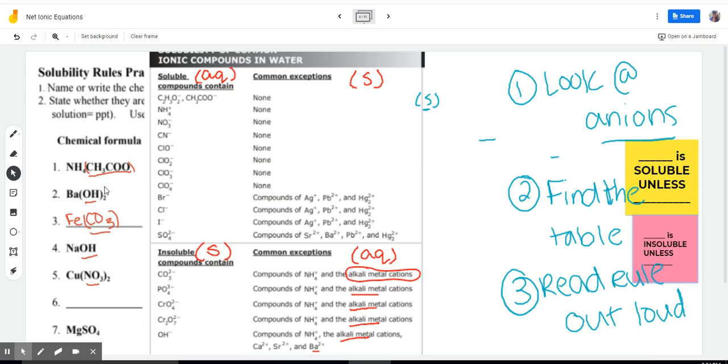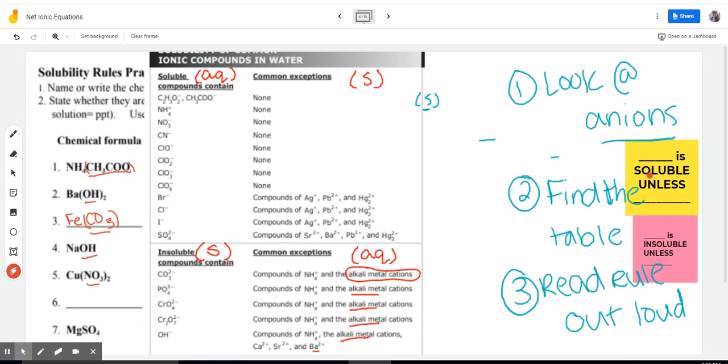All right, so let's look at our example. So this first one we looked at our anions, so we found out that we have CH3COO. So we're gonna look down this list for that, and it's right there at the top. So now that I figured out that I have CH3COO, it says find your table. Well, we're in the top table, so we're in the soluble part of the table.